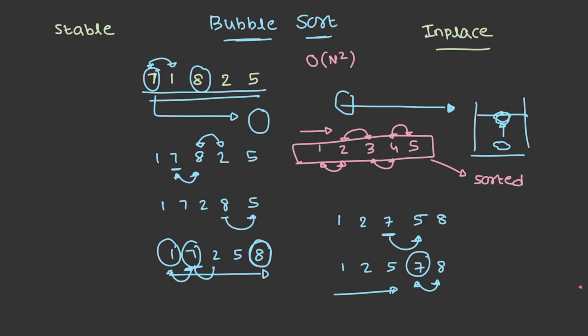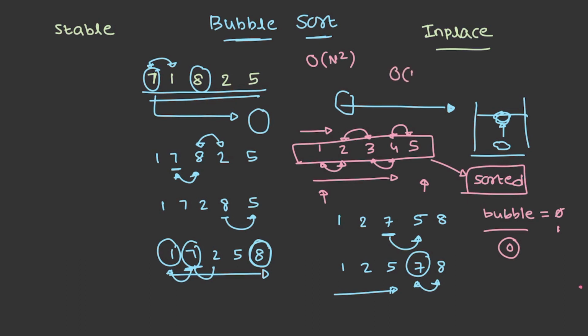We can keep a variable, let's say bubble. Initially we set it to 0. If swapping happens, we change the value to 1. At the end of one iteration, when the index moves from the 0th position to the last index, we can check the value of bubble. If it is 0, then swapping has not occurred and the array is sorted. We can abort the algorithm. In this case, the complexity falls drastically to order of n.